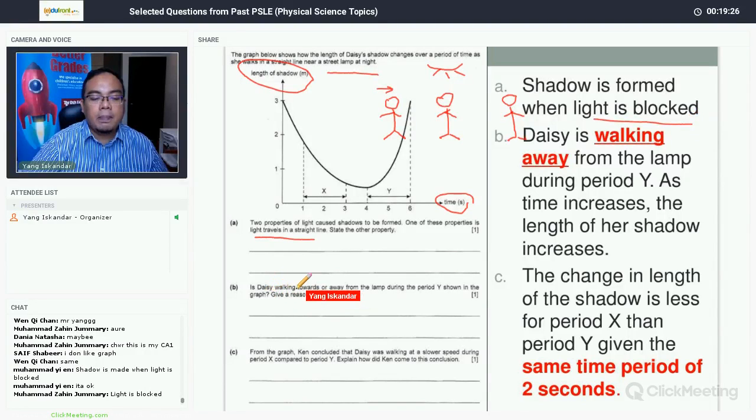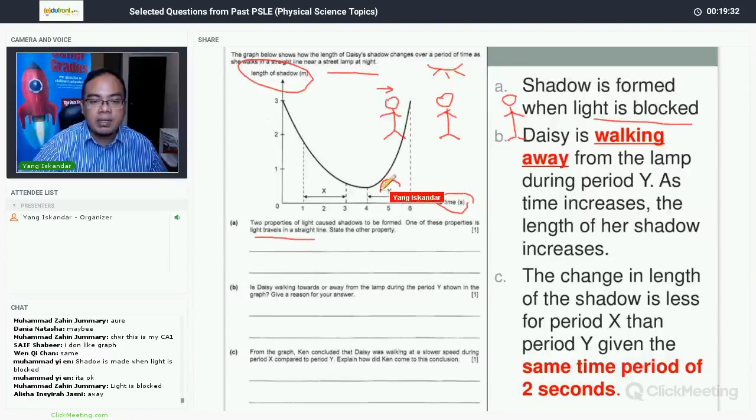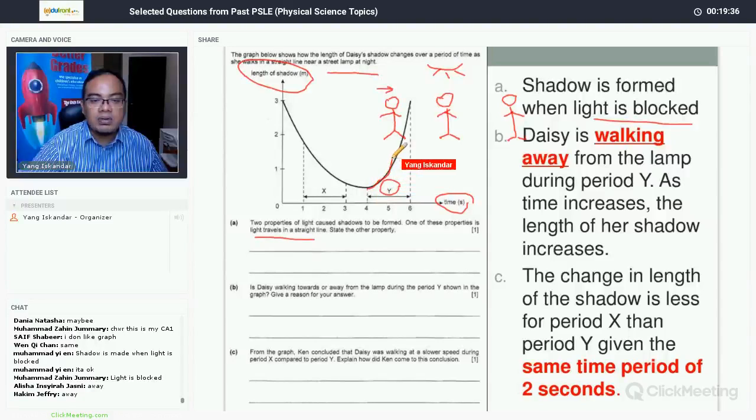Okay, part B. Is Daisy walking towards or away from the lamp during period Y? Now let's take a look at period Y. In period Y, let's see the graph. The graph is going upwards, meaning that from the 4th second to the 6th second, the length of the shadow is increasing.